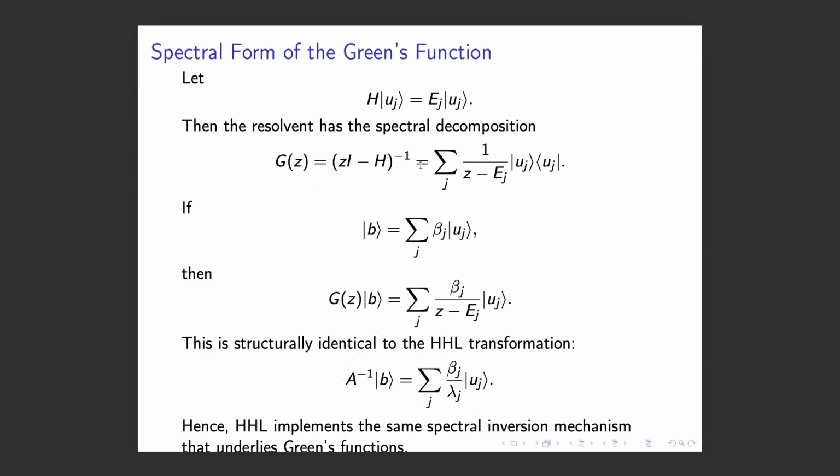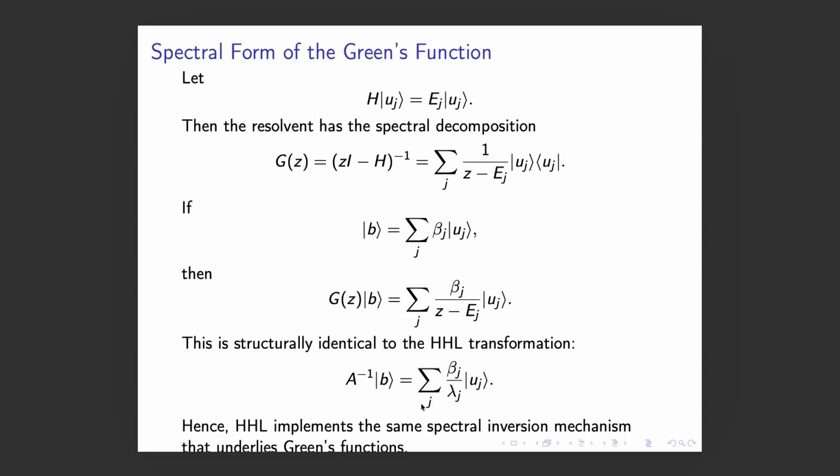But if you then look at the Green's function and the spectral decomposition, these are the inverse eigenvalues for the problem. And then you can actually rewrite it. So it's structurally identical to the HHL transformations. So the HHL implements the same spectral inversion mechanism, except that the problem with the Green's functions is something you would solve on a classical computer with a given algorithm for finding the inverses of a matrix. Here, we are using a physical system to solve the equation. That's a big, big difference.